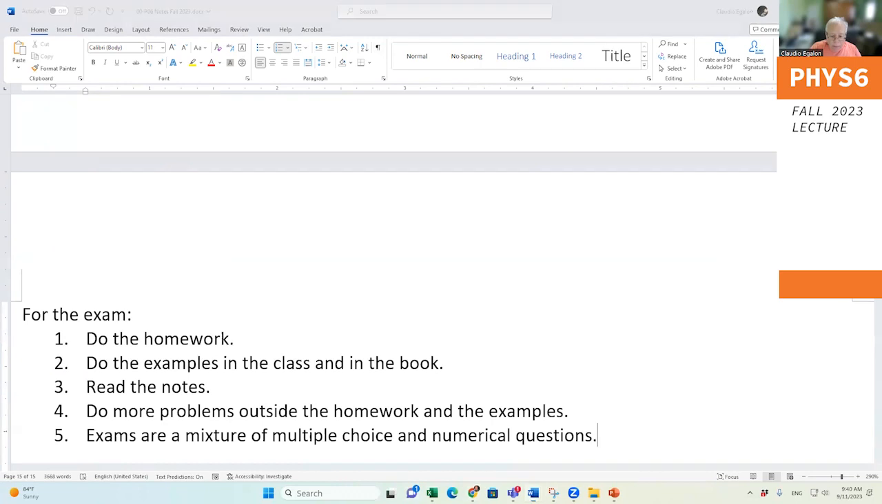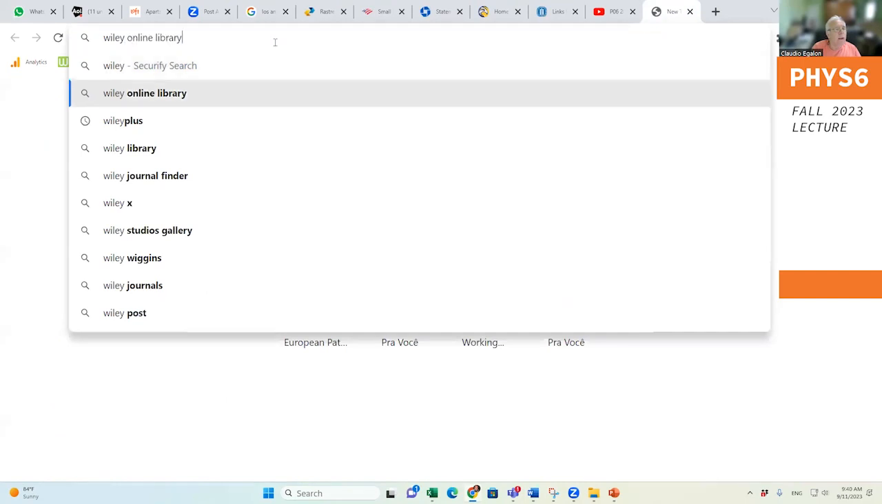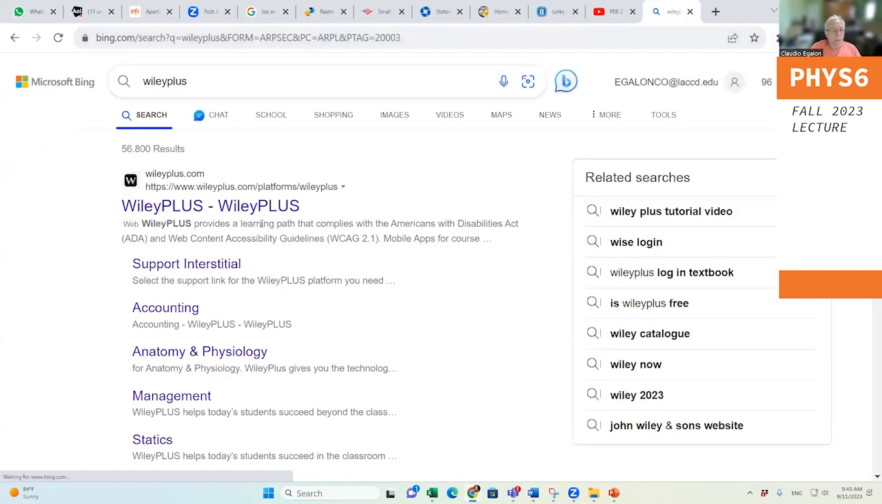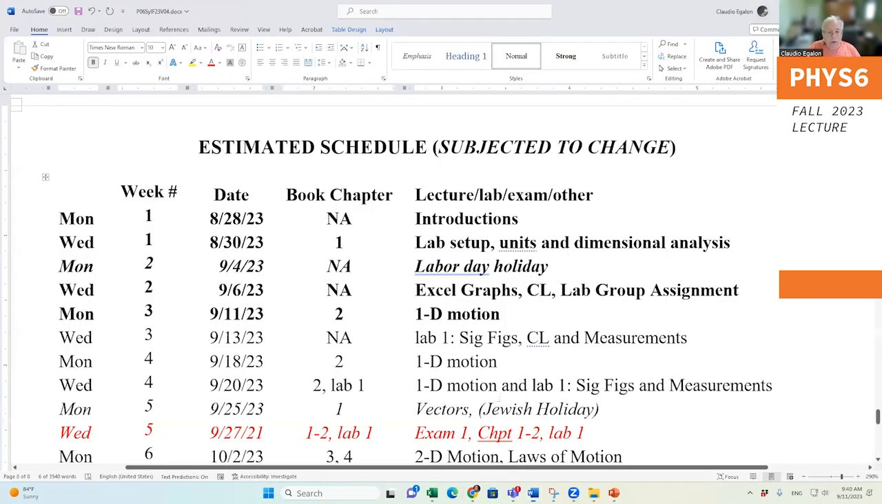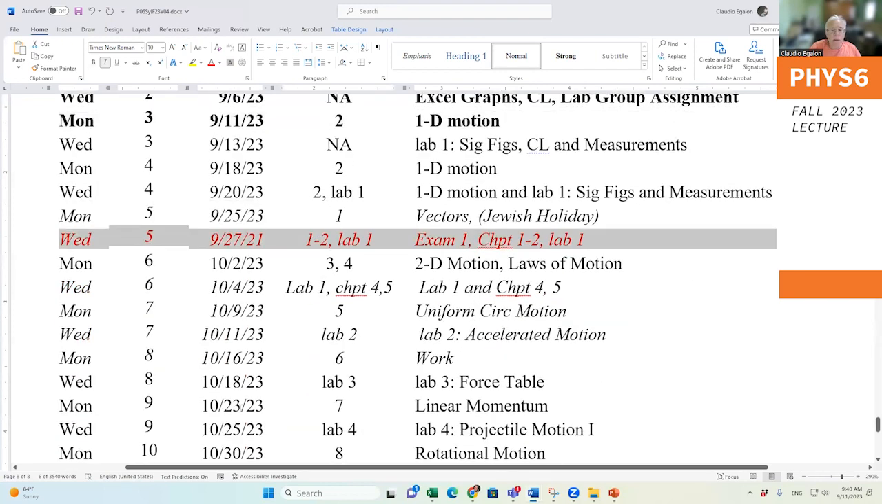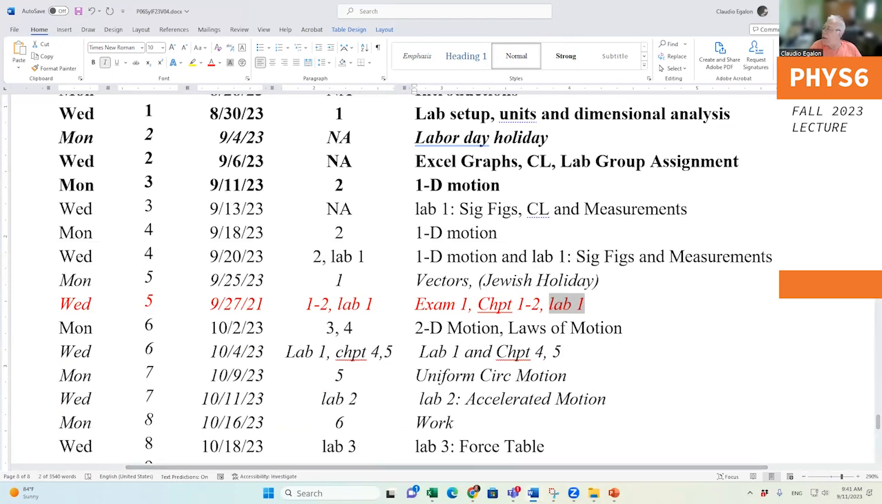And let's take a look at the book too. Wiley Plus. So it's going to be chapter 1 to 2? Good question. Let's take a look here. Exam 1 is going to depend on how much material we cover, okay? So you should expect chapters 1 and 2 plus the lab 1 that we're going to do on Wednesday.